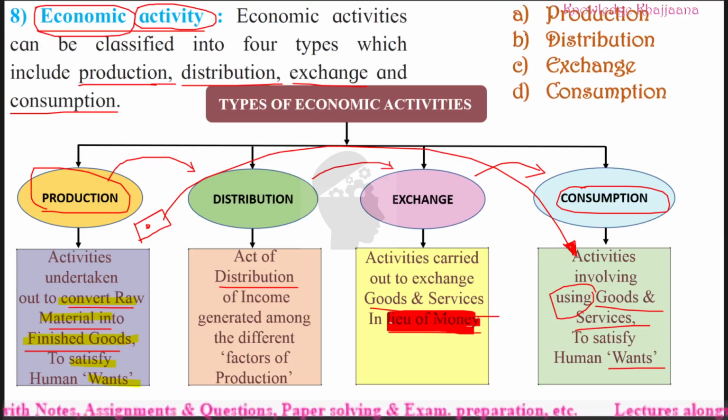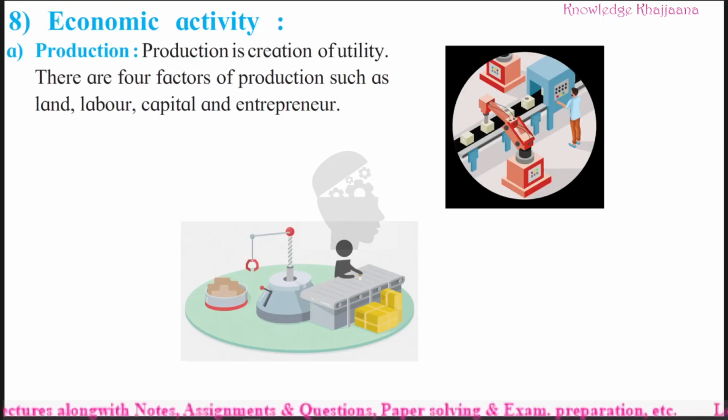These are the four economic activities: production, distribution, exchange, and consumption. Now if you look at this picture, what has been shown in it? Production is a creation of utility. Utility is created from that production.